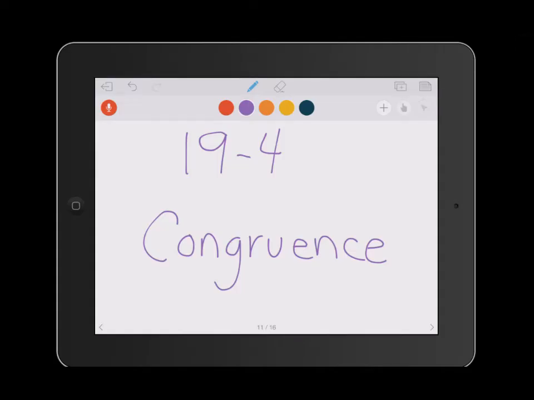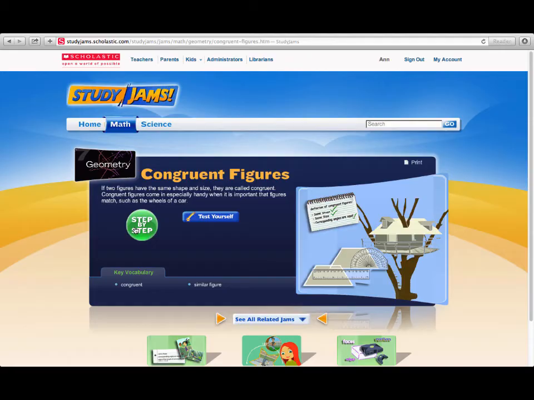Tonight's lesson, 9-4, we will be talking about congruence. Congruent figures. If 2 figures have the same shape and size, they're called congruent. Congruent figures come in especially handy when it is important that figures match, such as wheels on a car.